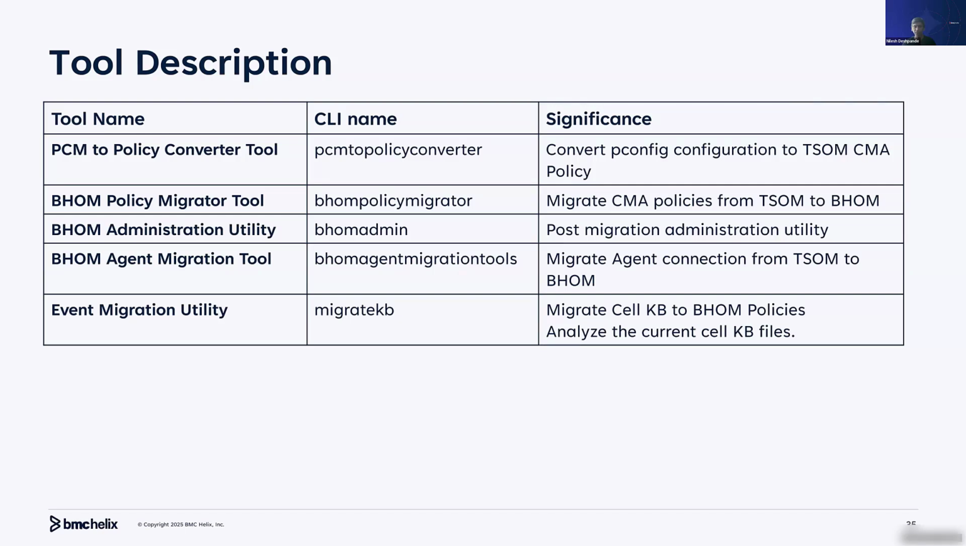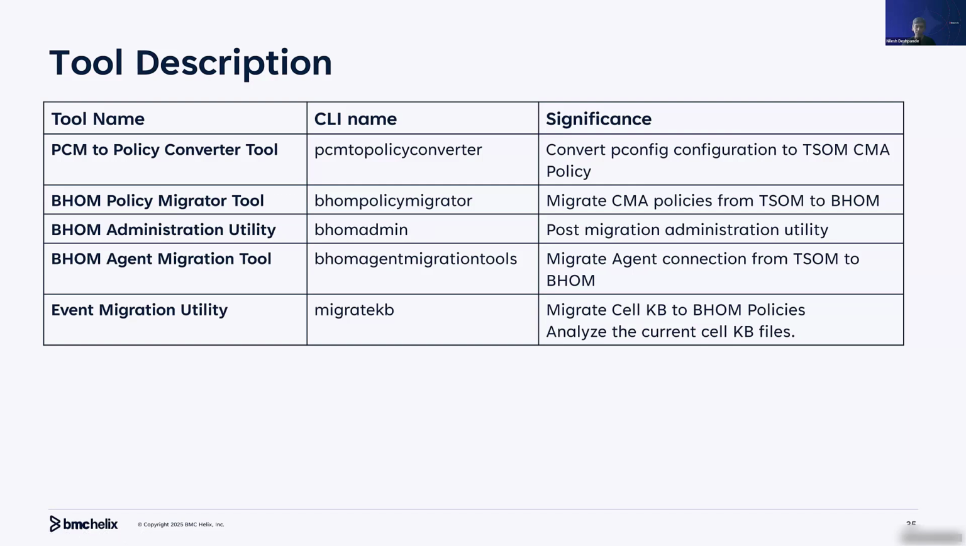The first one is the PCM to policy conversion tool. If you are using the Petrol agent, and the PCM, Petrol configuration manager, for doing the agent configuration, then you can use this tool to convert that into the CMA policy. It will convert that flat file export of the pconfig into the CMA policy, and then this CMA policy can be fed to the next tool, which is the BHOM policy migrator. That CMA policy will be converted into the BHOM understandable format, and it will be shown up on the UI under the monitoring policy.